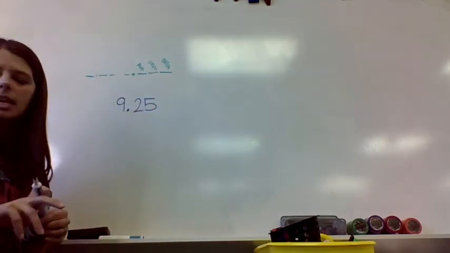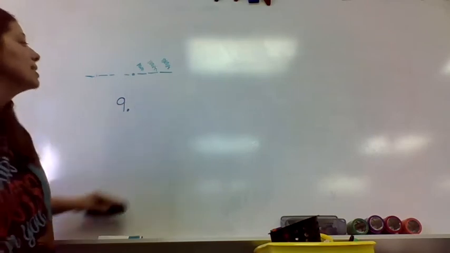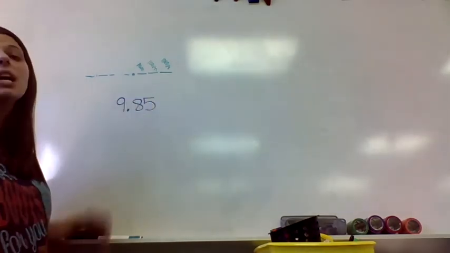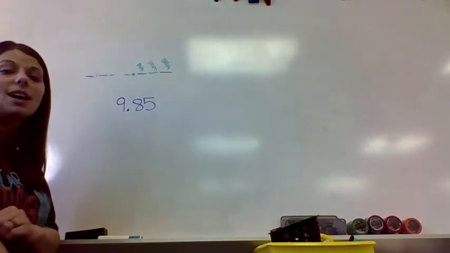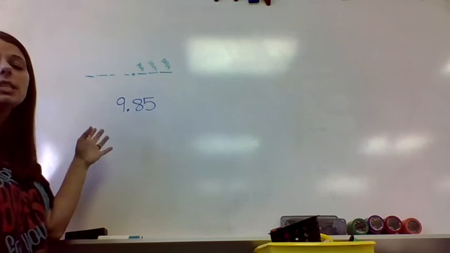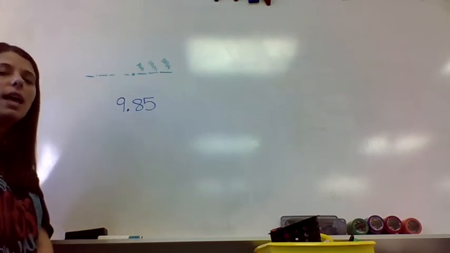I'm sorry, let me change that to 9.85. I'm saying point, and I absolutely know that's not the way to say this number, but I'm trying not to give that away for you. So I see 9, a decimal point, and 85. So I want you to take just a minute and think about how you would say this number as a decimal. Go ahead and do that.